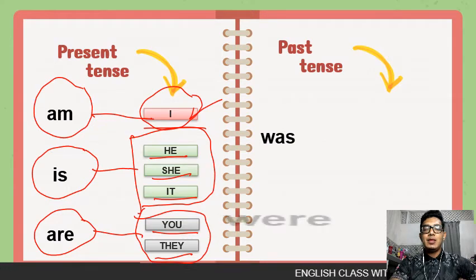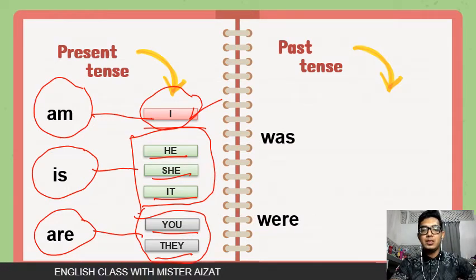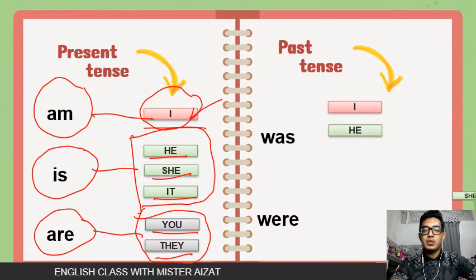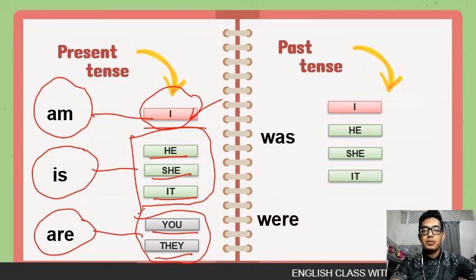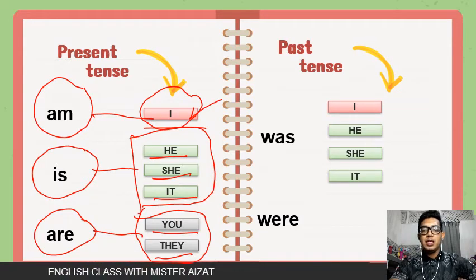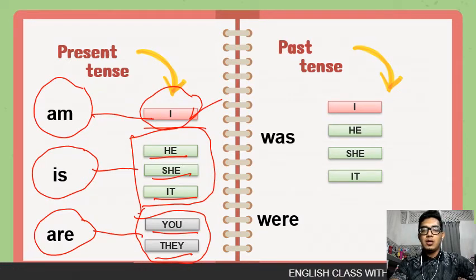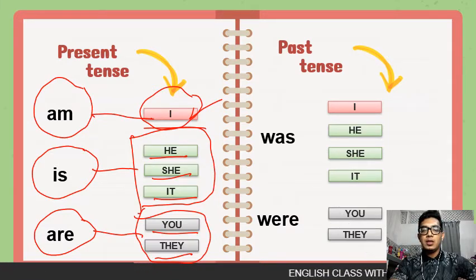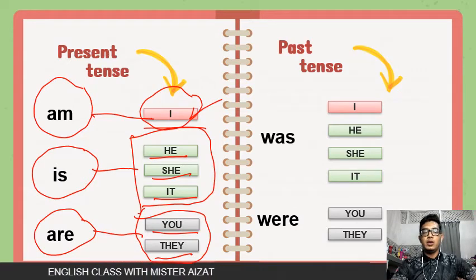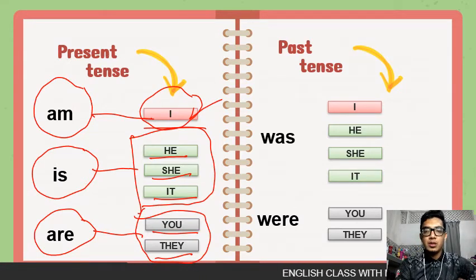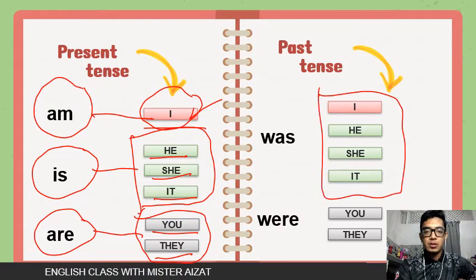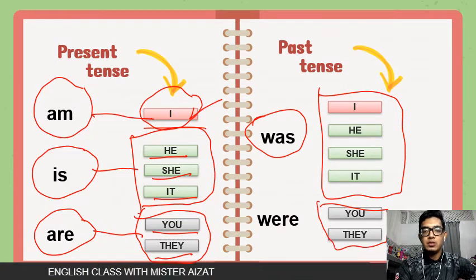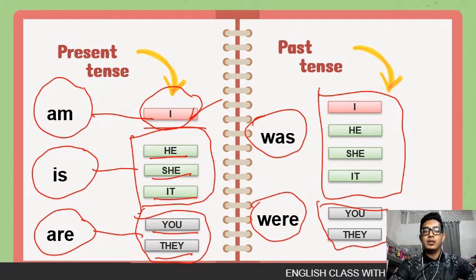In past tense, there are only two categories, which are was and were. So, kita tengok pronouns mana yang masuk. I, he, she, it go under verb was. Meanwhile, you and they go under verb were. So you must remember, singular must be followed by was. Meanwhile, plural must be followed by were.